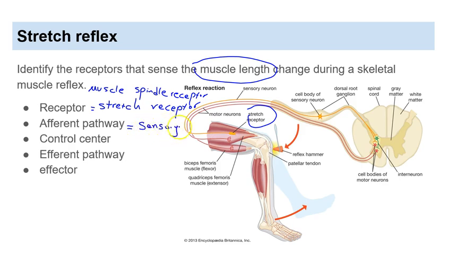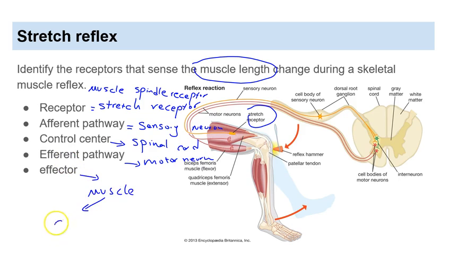They're going to let our control center know about these changes, and the control center of all the stretch reflexes is the spinal cord. And then the efferent pathway, which would be the motor neuron, is going to send the signals to the effector, which is our muscle, going through contraction, or the muscle going through relaxation.